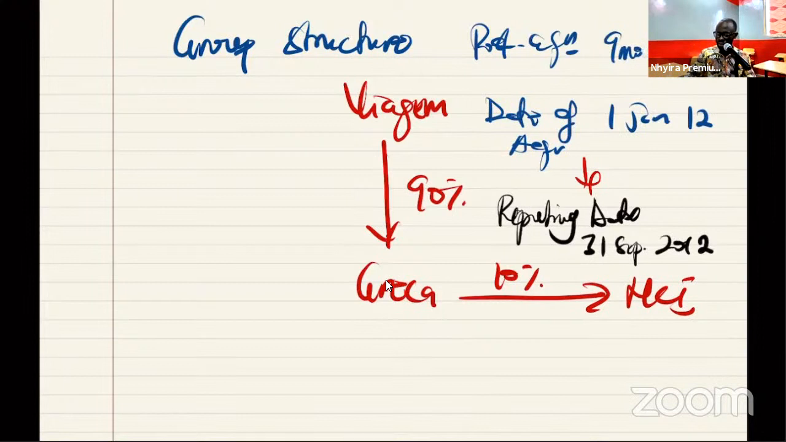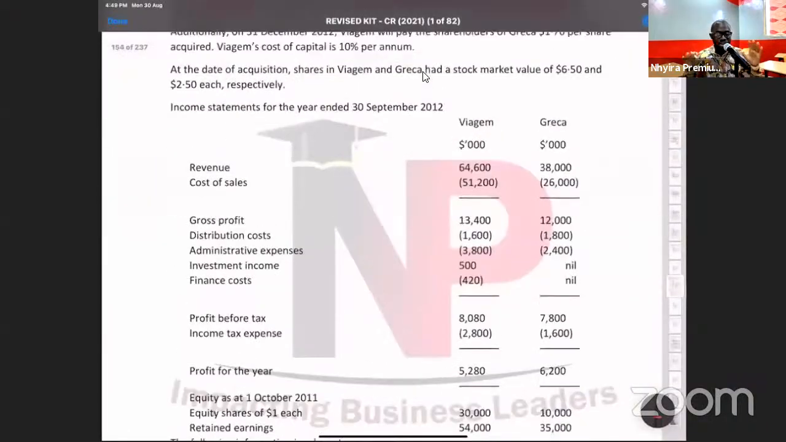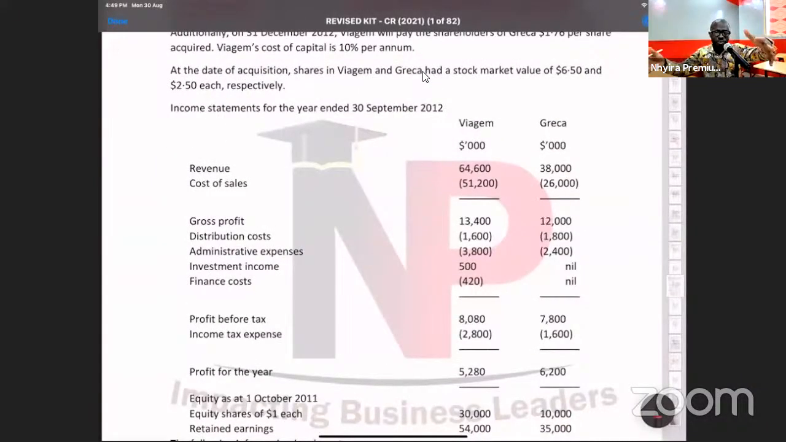Why is this important? Immediately I see that it is 9 months. What that means is that when it comes to the income statement of Grisa, I cannot take the full amount. I will take 9 over 12 of Grisa's results when we are preparing the consolidated statement of profit or loss. That is very critical in that particular case. So now we know the group structure, and we know the post-acquisition period.